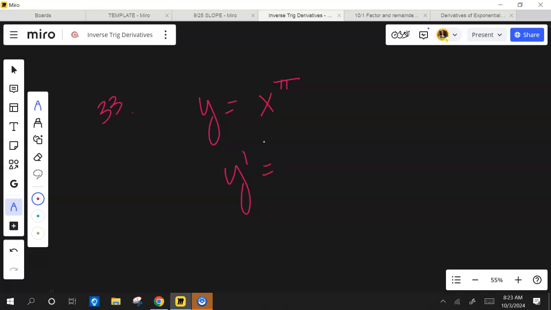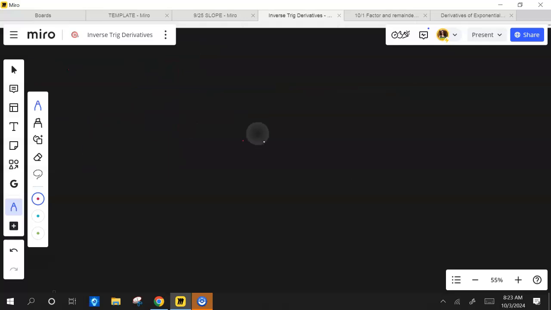Pi is a constant. Again, it's a variable, but it's a variable that represents a constant. So we treat it as a constant. So I just do power rule. Pi times x, and then I subtract 1. That's it. That's all. Then you said 37.